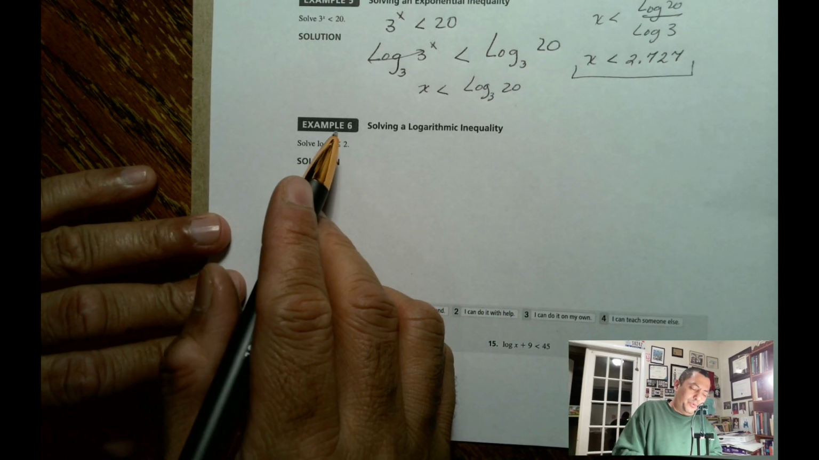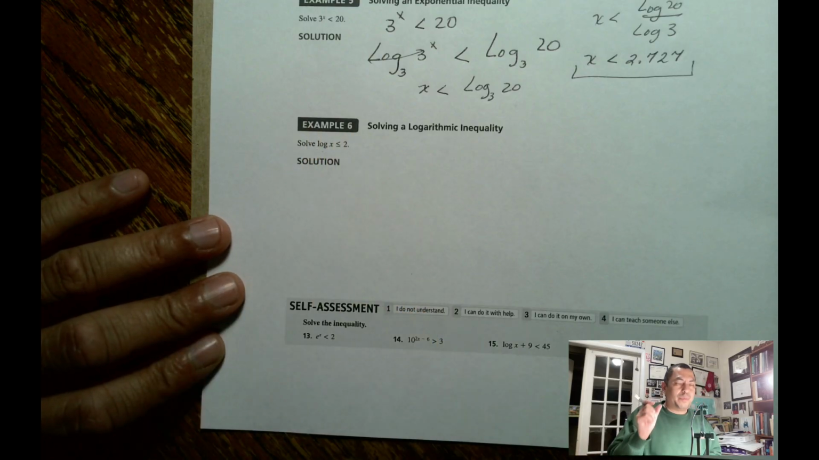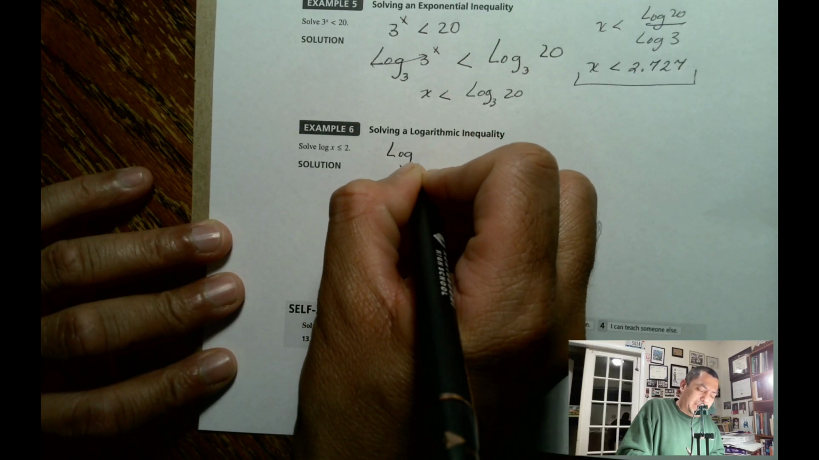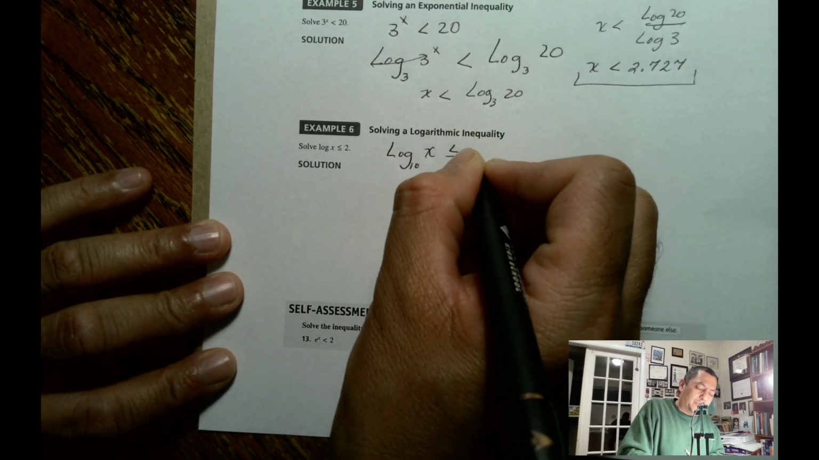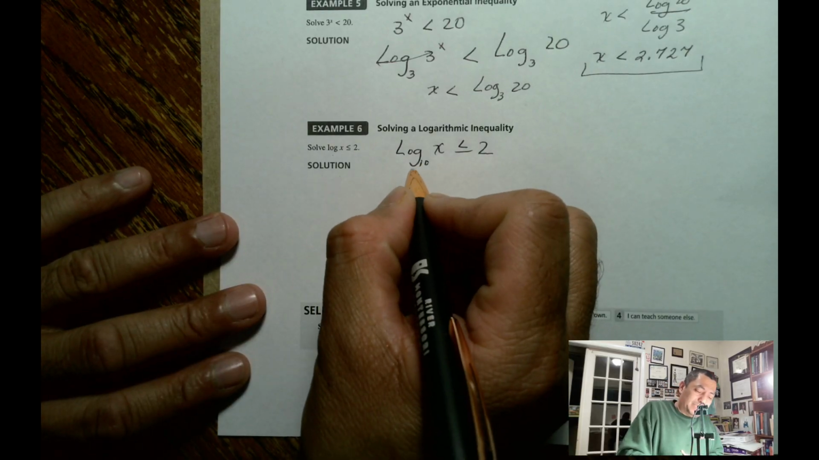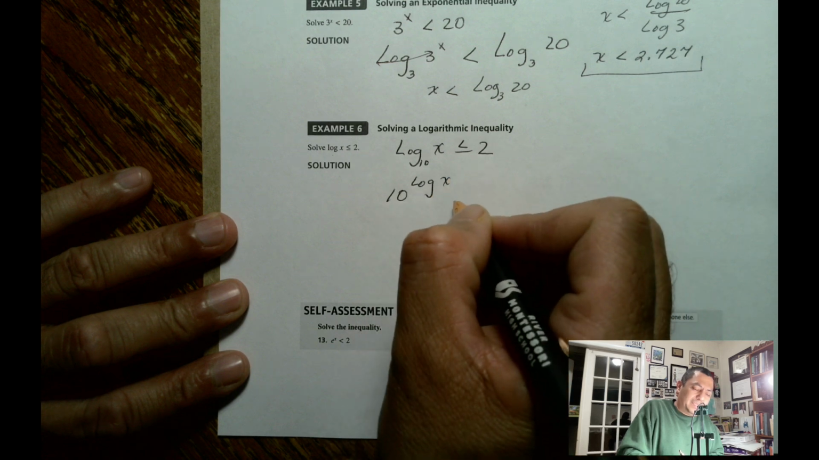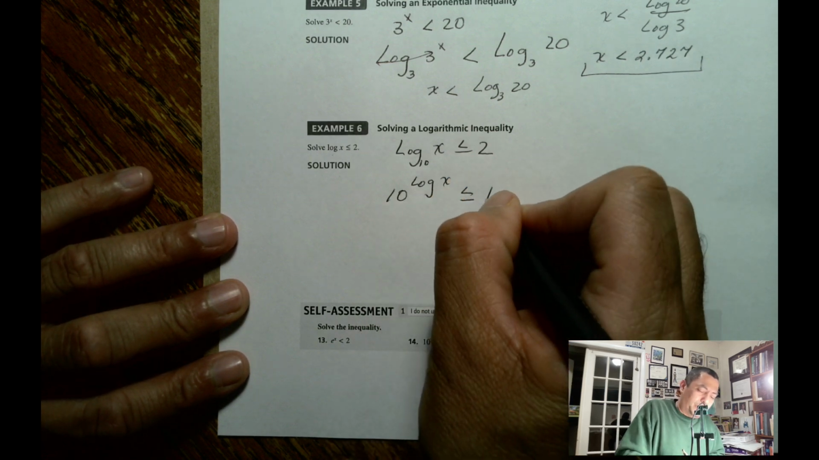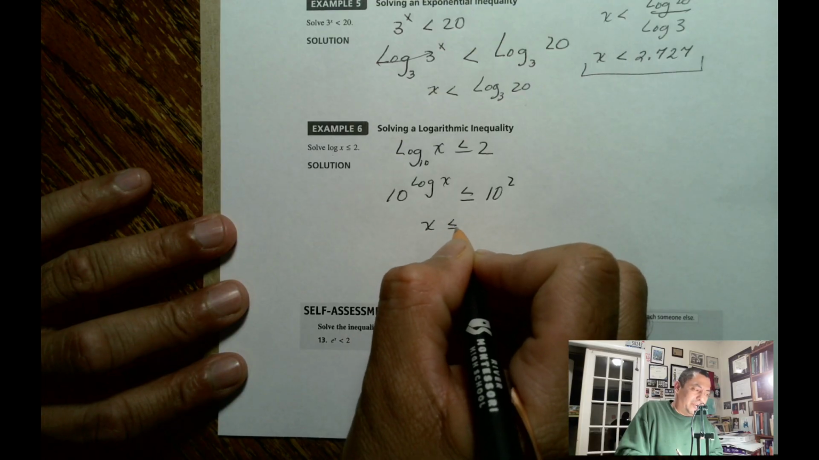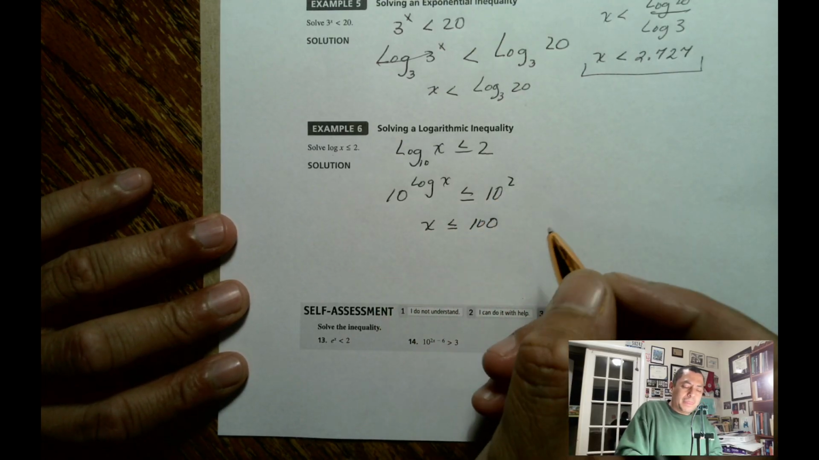And let's do, in this case, the log. Remember, we need to be careful with the logs. So I have log base 10 of x less than or equal to 2. In this case, because it's base 10, I'm going to have 10 to the log of x is less than or equal to 10 to the second power. So what I have is x is less than or equal to 10 to the second power, which is 100.